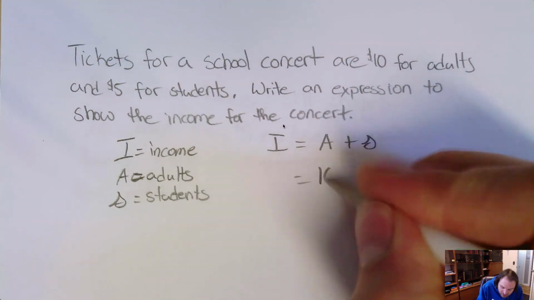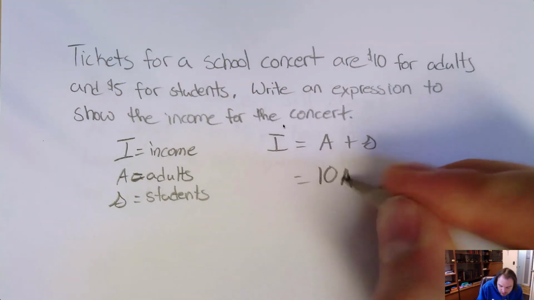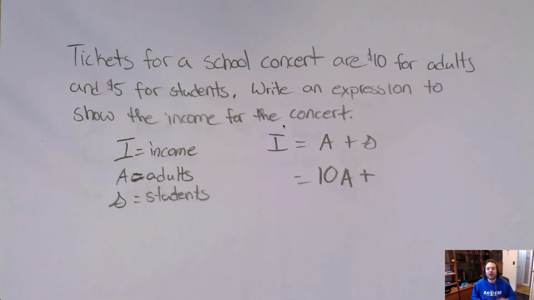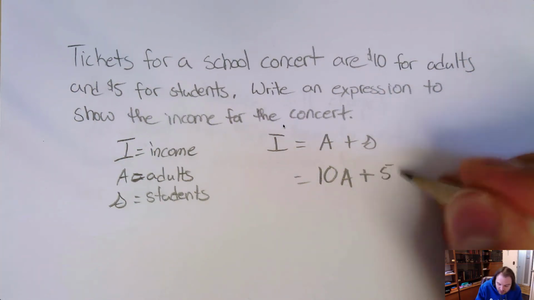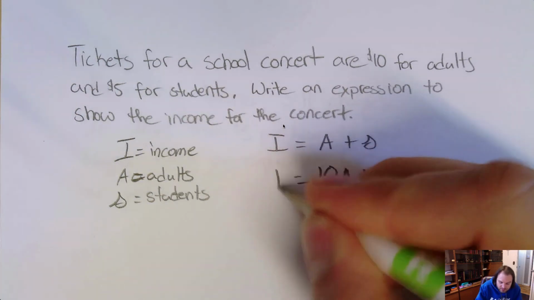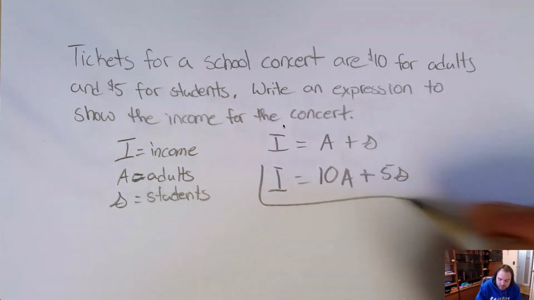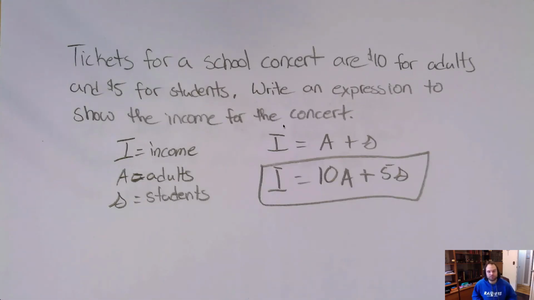So it's 10 multiplied by my adults plus, and now we're adding these together to get my total, and then $5 a student. So $5 for 1, $10 for 2, $15 for 3. So we're always going up by 5. That means we're multiplying by 5, whatever my number is. So that's going to be plus $5 a student. And here is my solution.